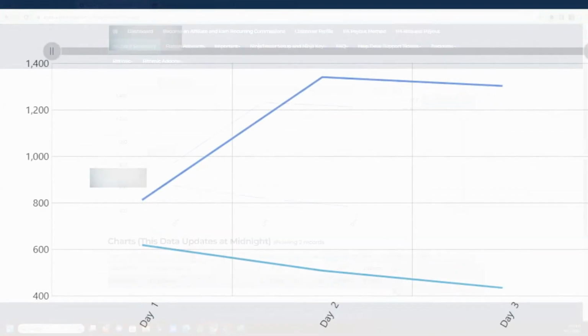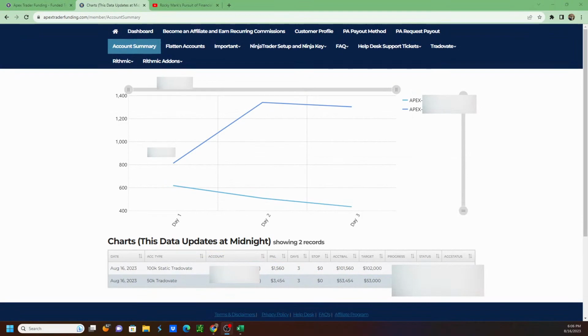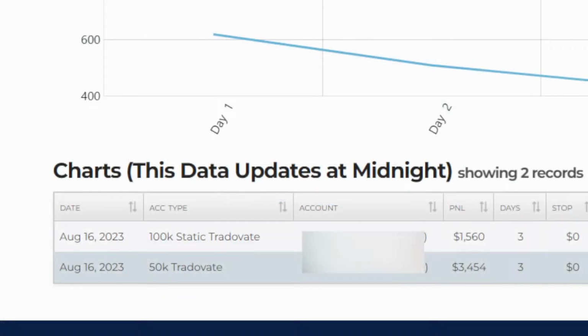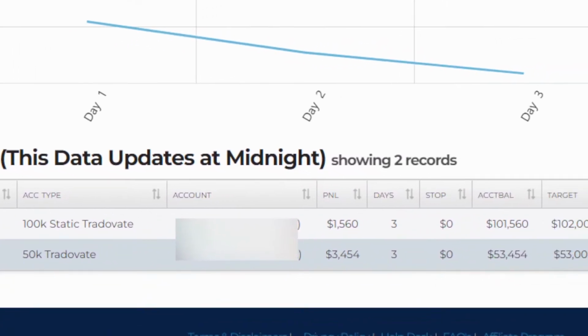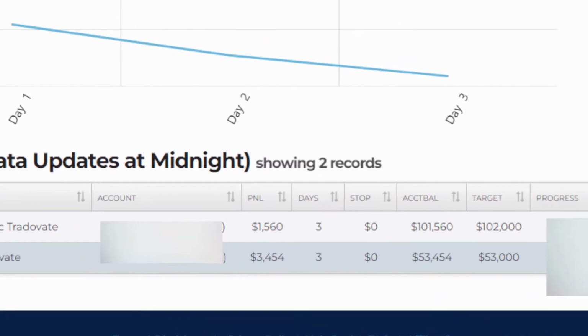On this account summary, you'll be able to see my progress. I'm just going to zoom in to how we're actually doing on it. You can see here, I have the 100K Trade-O-Vate and the 50K Trade-O-Vate account. The P&L on the 100K is 1,560, and for this one the target is 2,000.